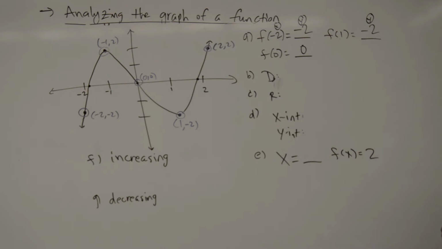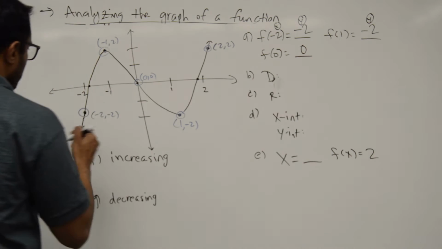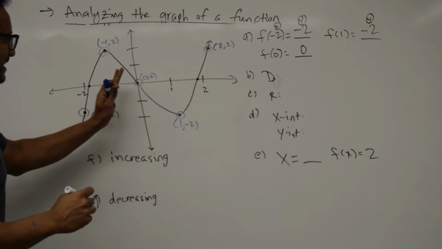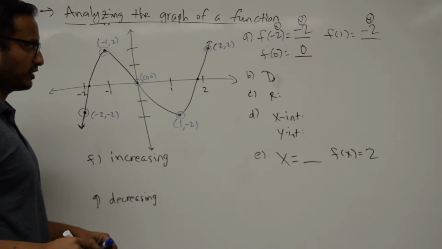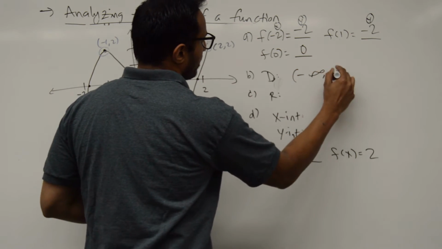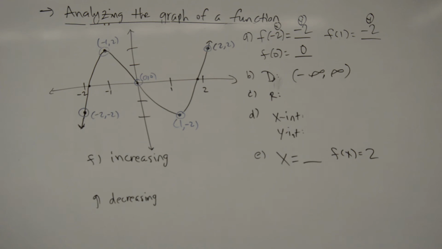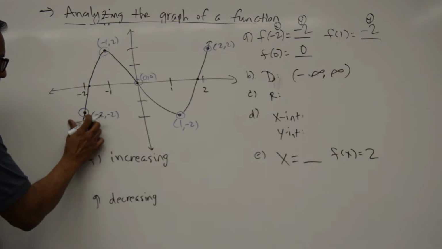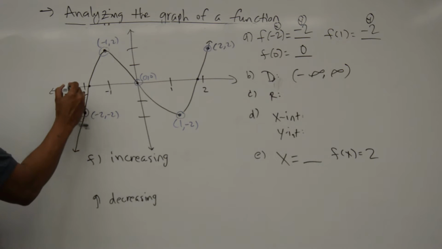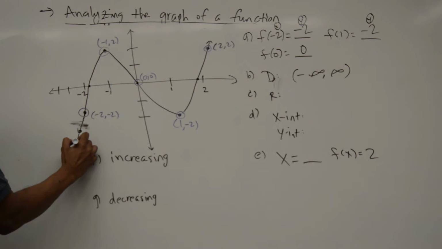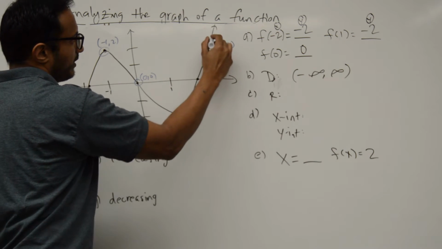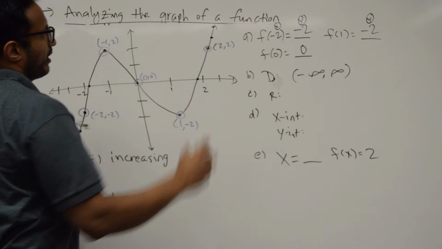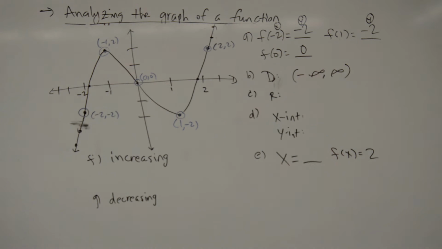Well, the domain is referring to the x values. So this arrow tells you that the x values keep going indefinitely, they keep decreasing in this direction, and they keep increasing in this direction. So the domain is negative infinity to positive infinity. Why? Because this arrow tells you that this function is going to get smaller and smaller. So for every x, as it gets smaller and smaller, you'll have a y value. Same thing on this side. It keeps getting bigger and bigger, so for every x, you will have a y value. Okay, so that's negative to positive infinity.